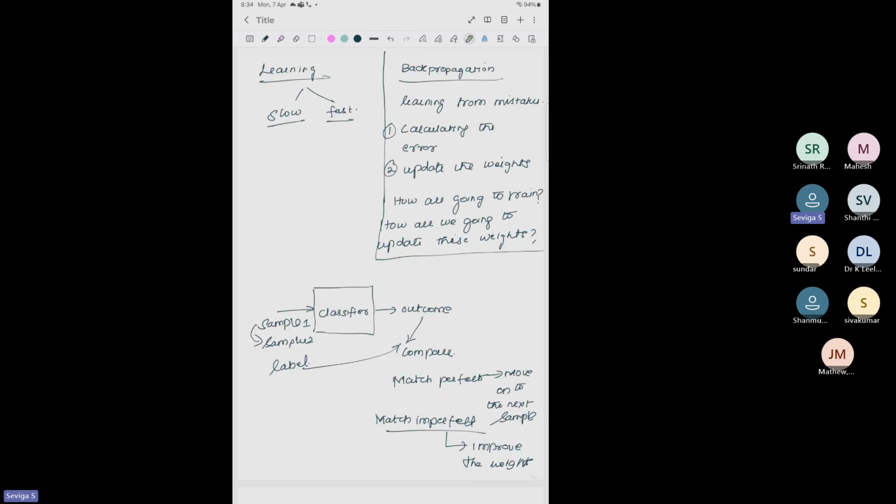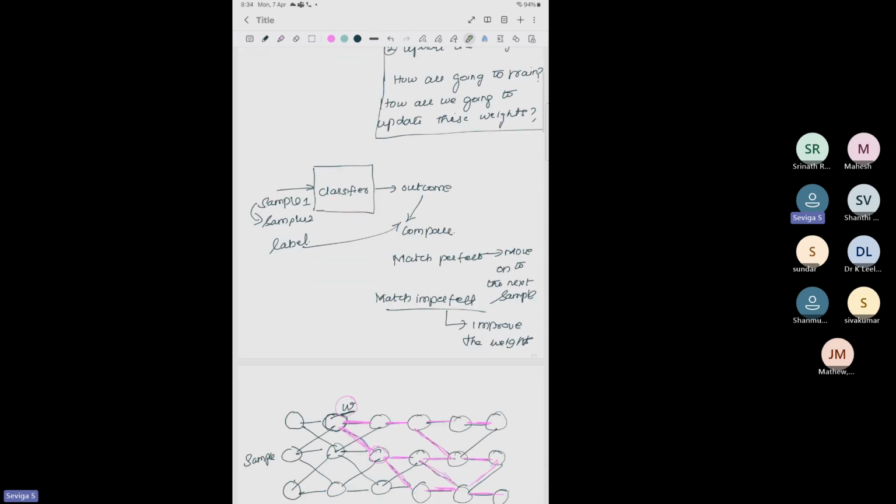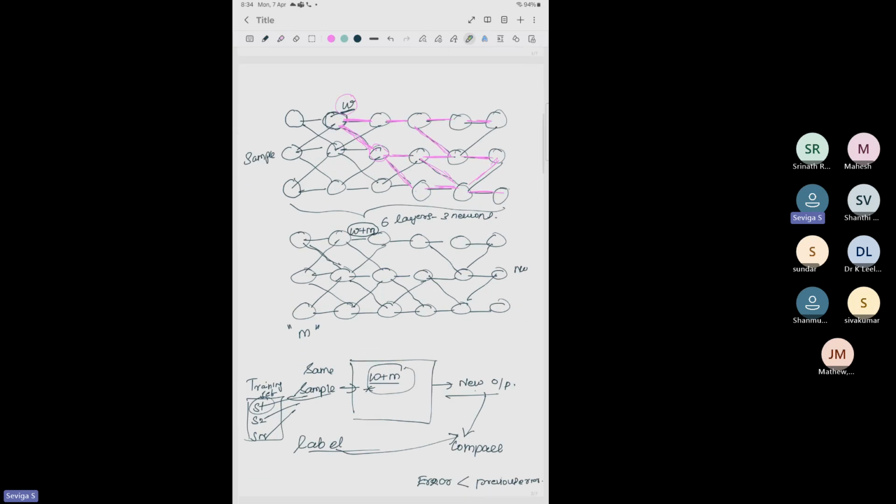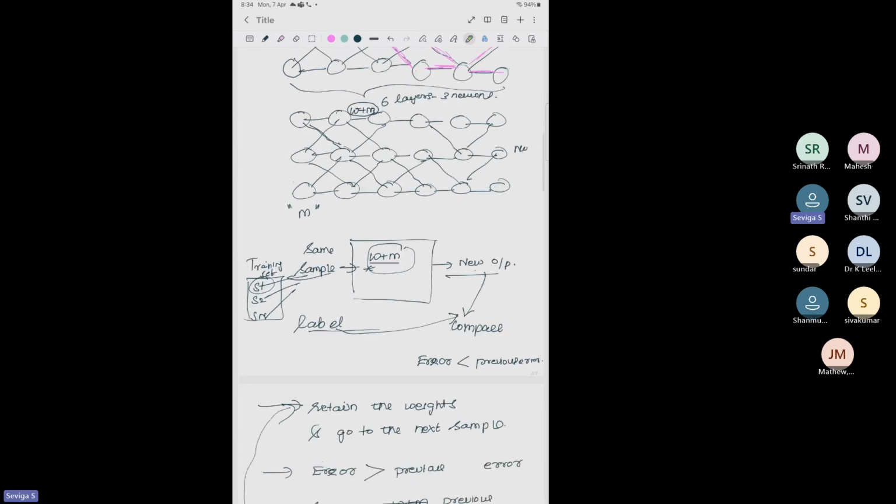Before that, we wanted to understand a slow and a fast way of learning. The slow way of learning is picking the weights, changing a random weight, and then testing the final output, calculating the error, and checking whether it is matching or not. If the error is larger, we will go and change the weight again. So this is a very slow process of learning.